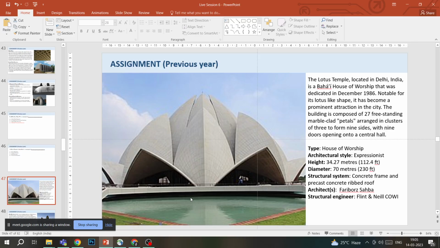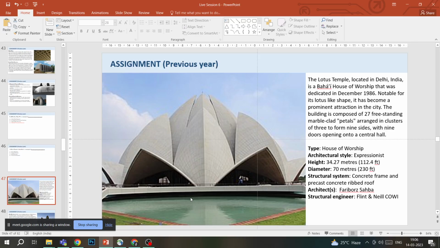So there are 9 openings here, and all these openings lead to a central hall. The type is a religious type. It's a house of worship, but it does not have any deity or anything inside, and people of all religions are welcome here. The style is expressionist.